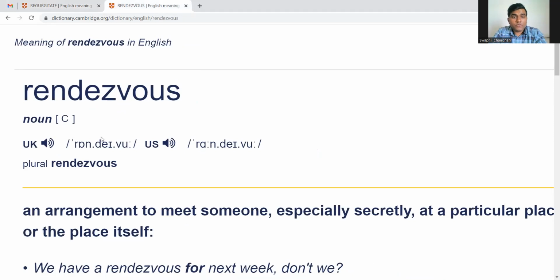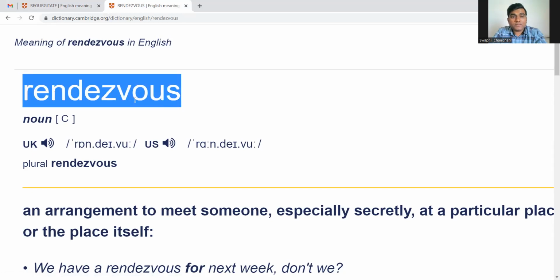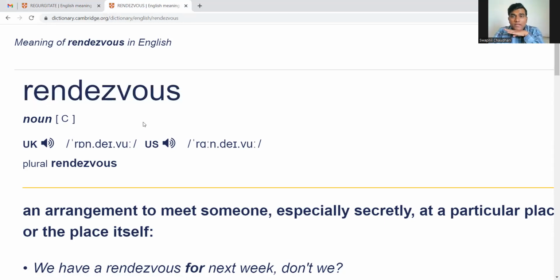Similarly, with our other word, rendezvous, you can see the apostrophe, right? And how many syllables are there in this word? Let's count that. Ron, day, voo. Three syllables. So which syllable takes the main stress? Is it rendezvous, or rendezvous, or rendezvous?